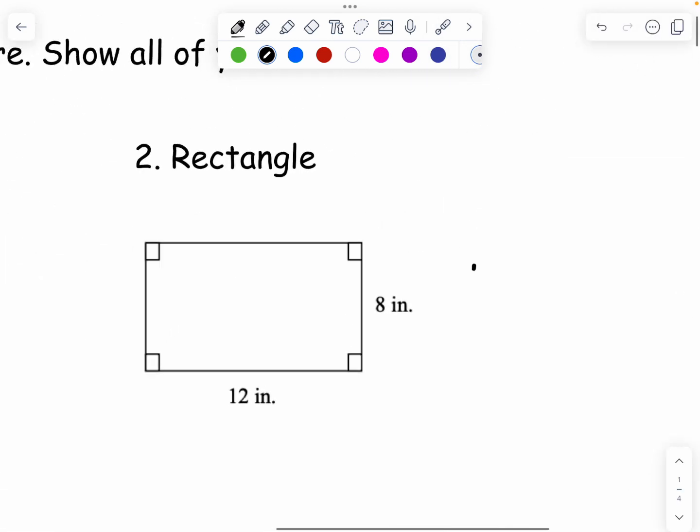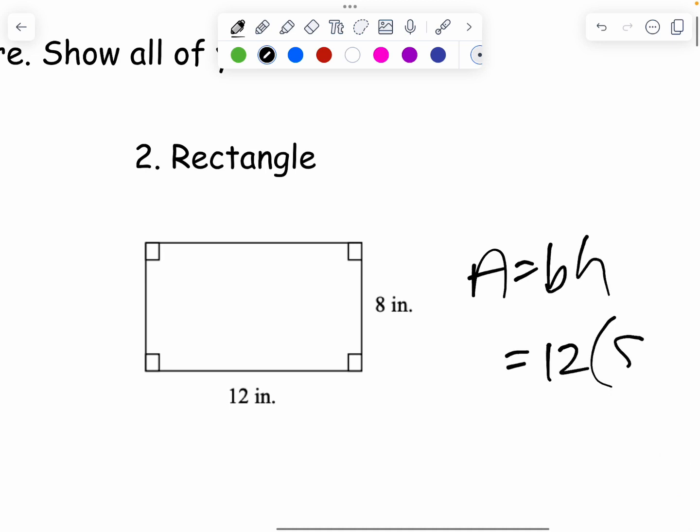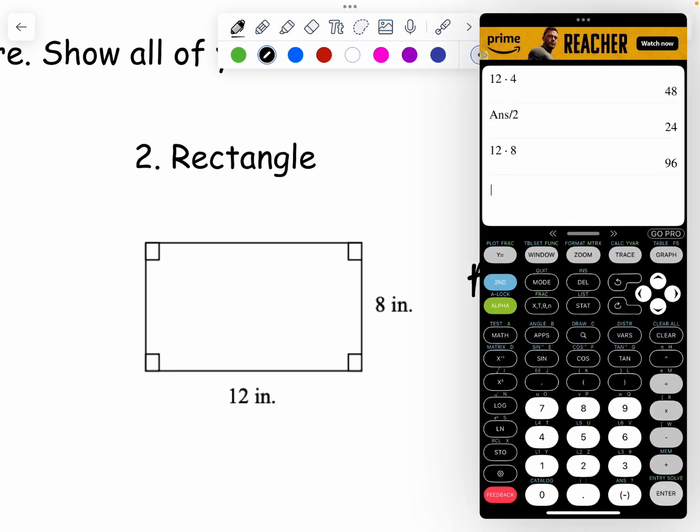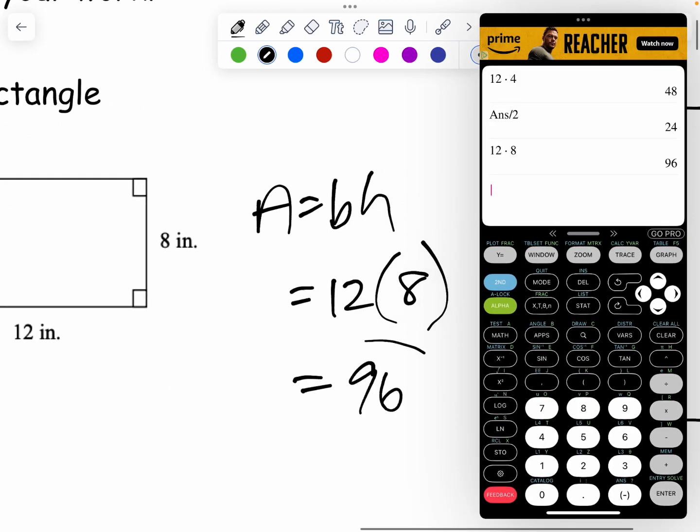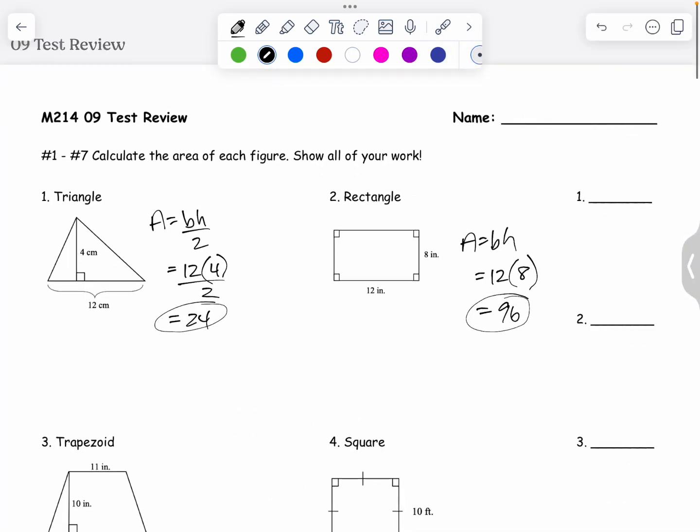Rectangle, you know how to do this. A equals BH. The base is 12. The height is 8. And when you do 12 times 8, we get 96. So 2 formulas down, several more for the shapes to go.